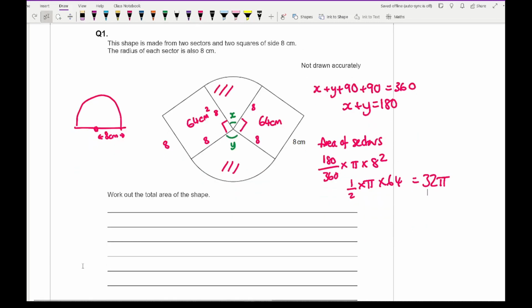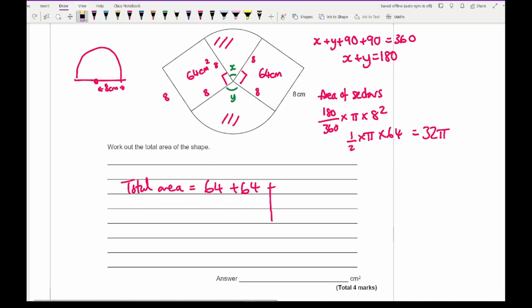So then working out the total area in terms of pi is going to be 64 plus 64 plus 32 pi, which gives me an answer of 128 plus 32 pi, and if I wanted to work that out on my calculator, it'll be 228.5 centimeters squared. And there we go.